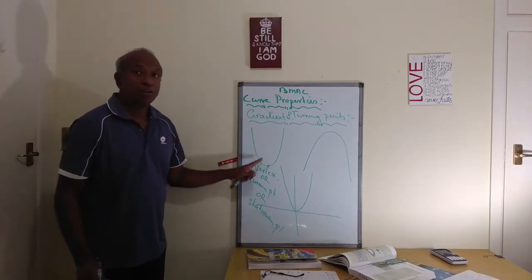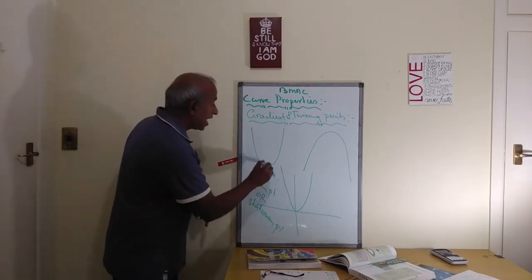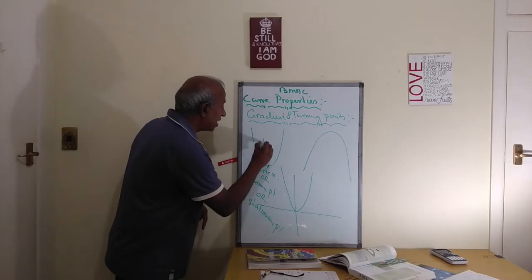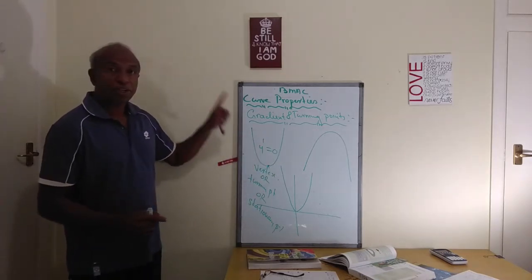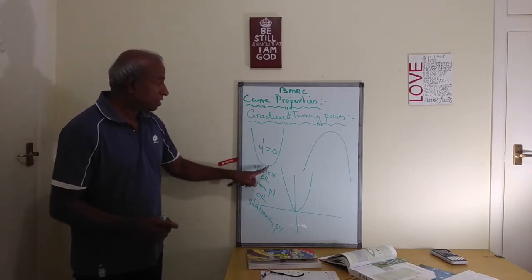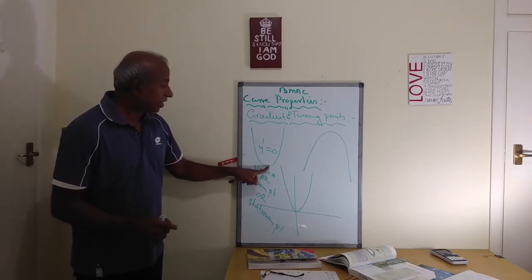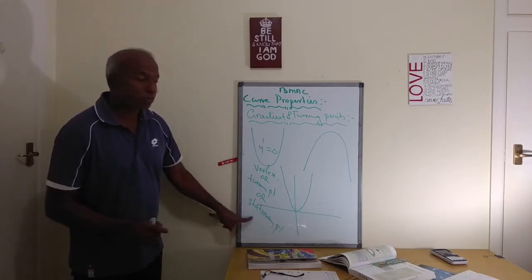Now we are going to use calculus to find the turning point. To find the turning point, we know that at the turning point, y dash is equal to 0. y dash means you find the gradient of the function, that curve. That gradient will be 0 at the vertex, or at the turning point, or at the stationary point.